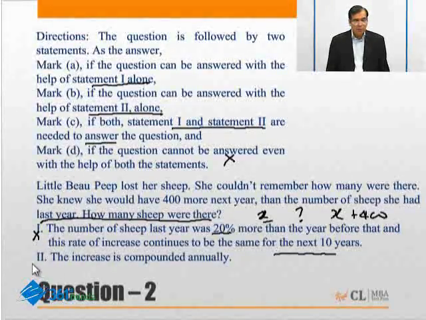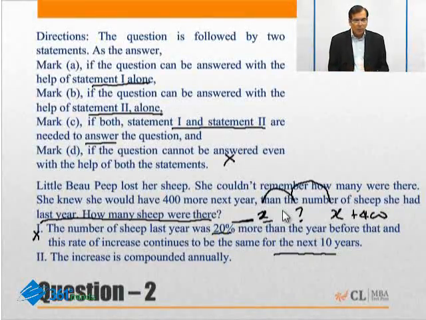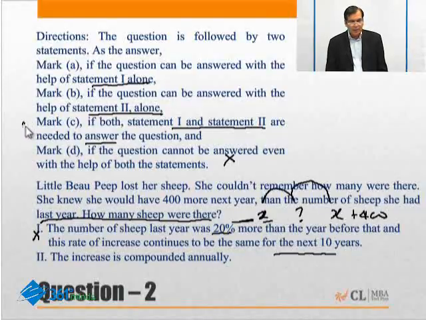What about statement 2? It tells us the increase is compounded annually. So if the increase is compounded annually, and this is the same 20% growth which will happen from here to here also, these are two successive increments of 20%. Compounding is nothing but successive increments. So instead of doing 1.2 square, you could even say two successive increments of 20%. So using both these statements, you can get the answer, and the correct answer is choice C. Let us look at the next question.